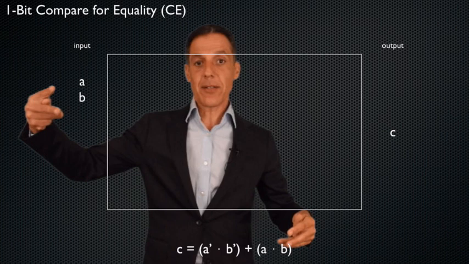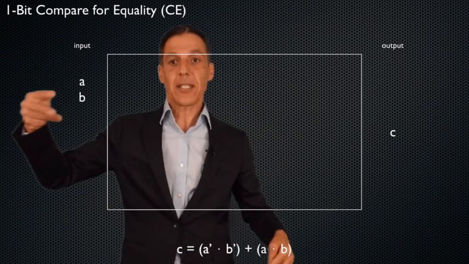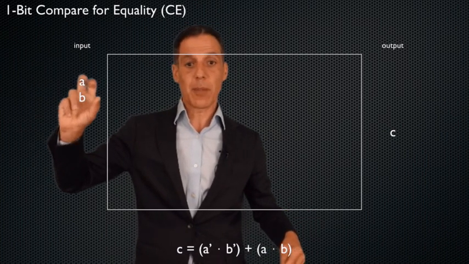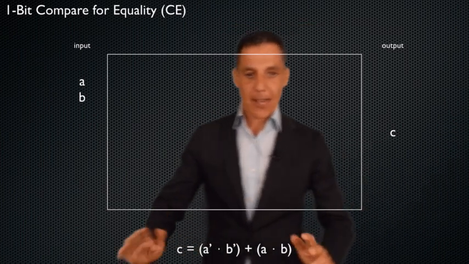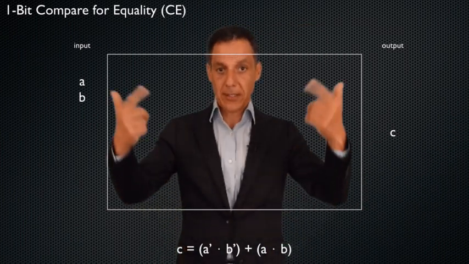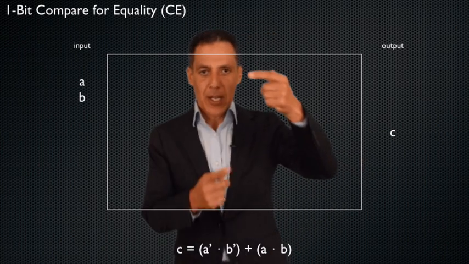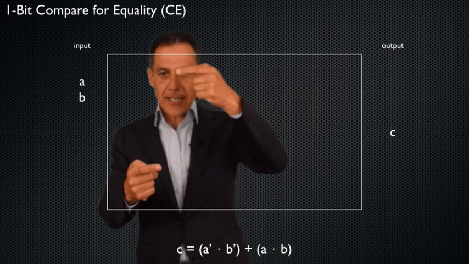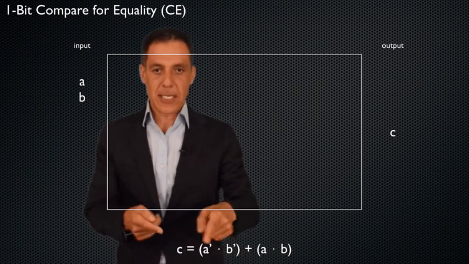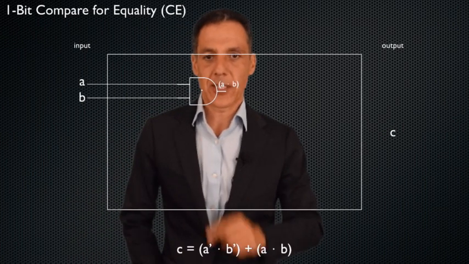There's 2 in. This is a 1-bit compare for equality. I'm only comparing 2 binary numbers. And here's my output, and I've brought over my expression here just so we can carry it over. Okay, so we know there's going to be an OR somewhere over here. There's going to be 2 ANDs here, and I need a couple of NOT gates for the A and the B. Okay, so let's go ahead and just start pulling these pieces together.